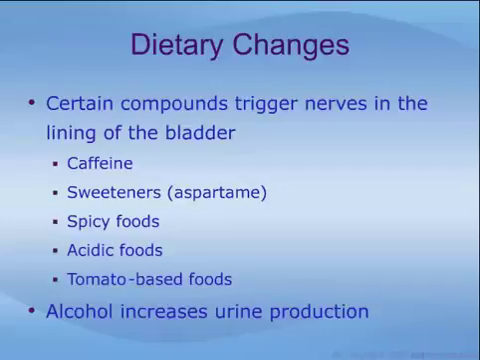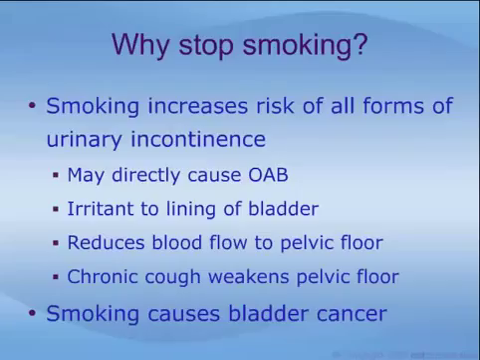Suspected irritants include sweeteners such as aspartame, spicy foods, acidic foods, and tomato-based foods. Eliminating these items one at a time from your diet is the only way to know how much they may be contributing. Finally, alcohol most definitely can worsen OAB symptoms as it directly increases urine production.